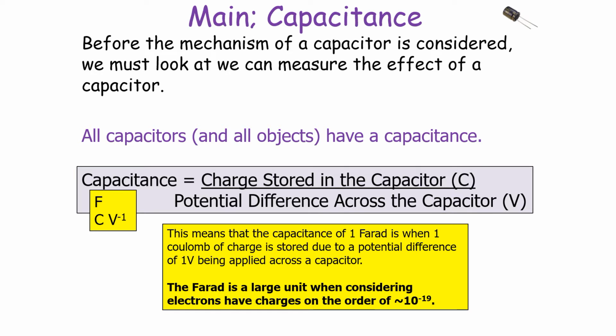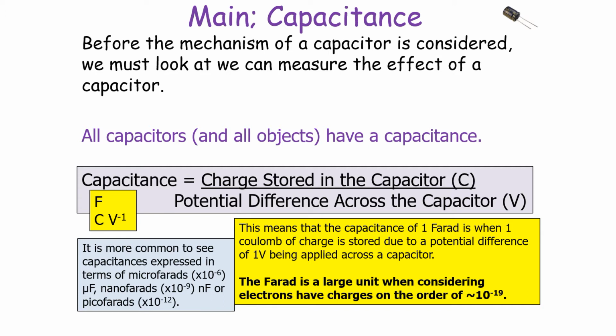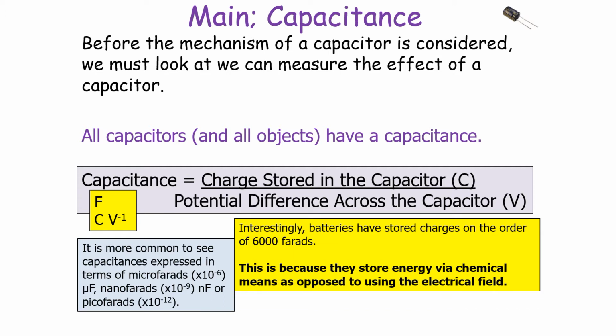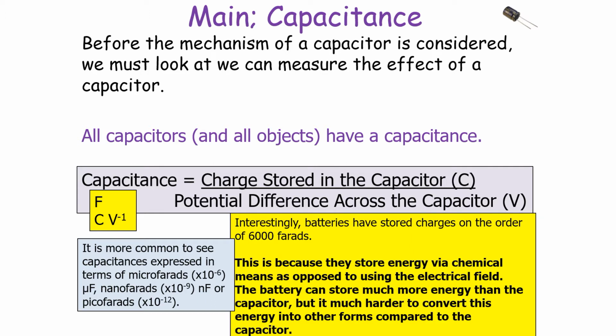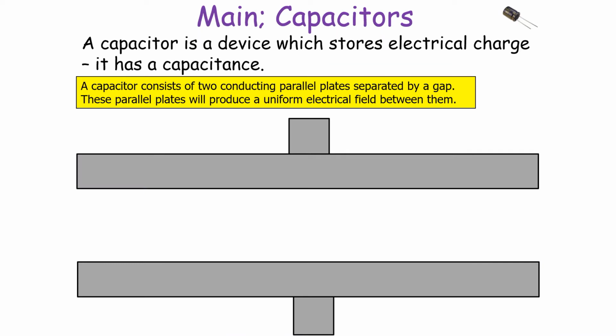Now please note the farad itself is a large unit because individual electrons have charges on the order of 10 to the minus 19. So it's more common to see capacitance expressed in terms of microfarads, nanofarads or picofarads. Now interestingly, batteries store charges on the order of about 1,000 or 6,000 farads because they don't use the electrical field to store their energy, they use chemical means. Now because they store energy via chemical means as opposed to the electrical field, a battery can store much more energy than a capacitor, but it finds it a lot harder to convert the energy into other forms compared to the capacitor. Now a capacitor which stores electrical charge consists normally of 2 conducting parallel plates separated by a gap.